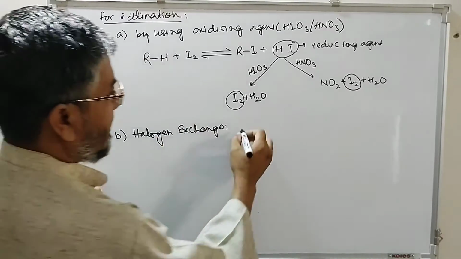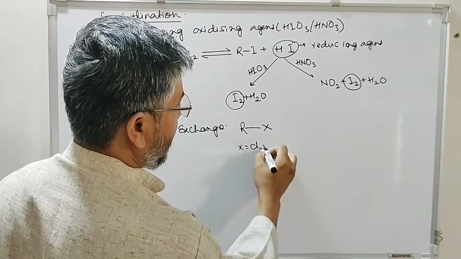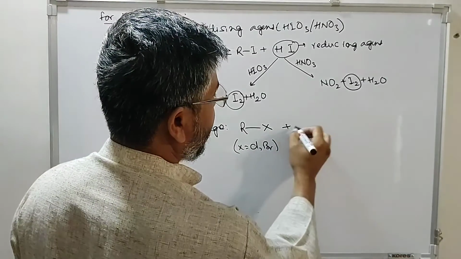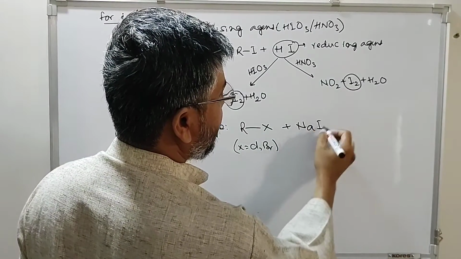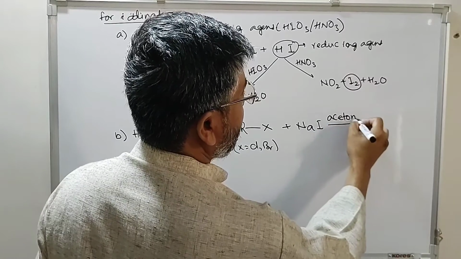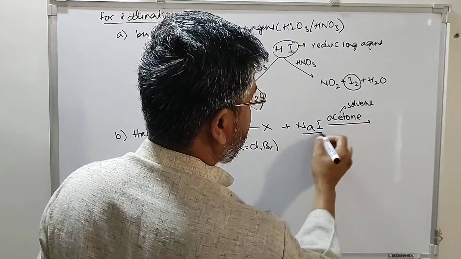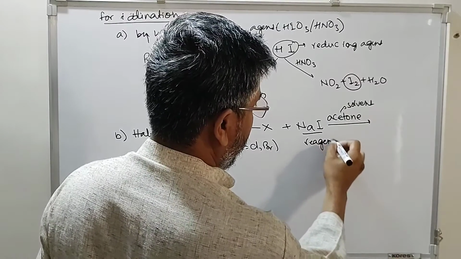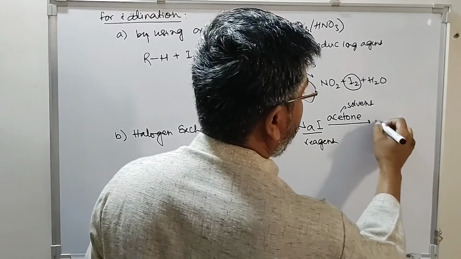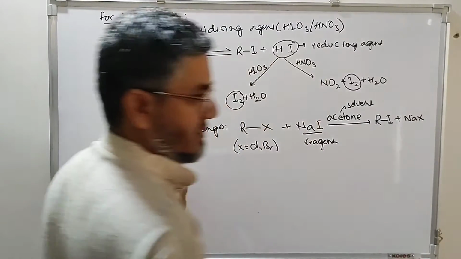Halogen exchange. We have R-X, where X may be Cl or bromine. Now we have to replace this with iodine, and the reagent uses sodium iodide dissolved in acetone. So acetone is the solvent, this is the reagent, this is the reactant. Look at this, X is replaced by I, and this gives you R-I plus NaX.